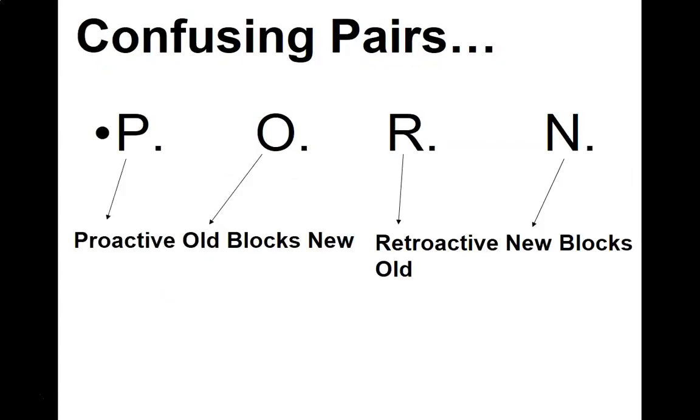Now, these are very confusing pairs. I don't know exactly the full rollout of what your AP test will look like in the spring, but if it is multiple choice, I can guarantee you at least one or two questions related to proactive and retroactive interference. So if you notice the pairings, this is a mnemonic to help with it. Note the way that they are paired up. Proactive, old blocks. Retroactive, new blocks. Good way to remember it.